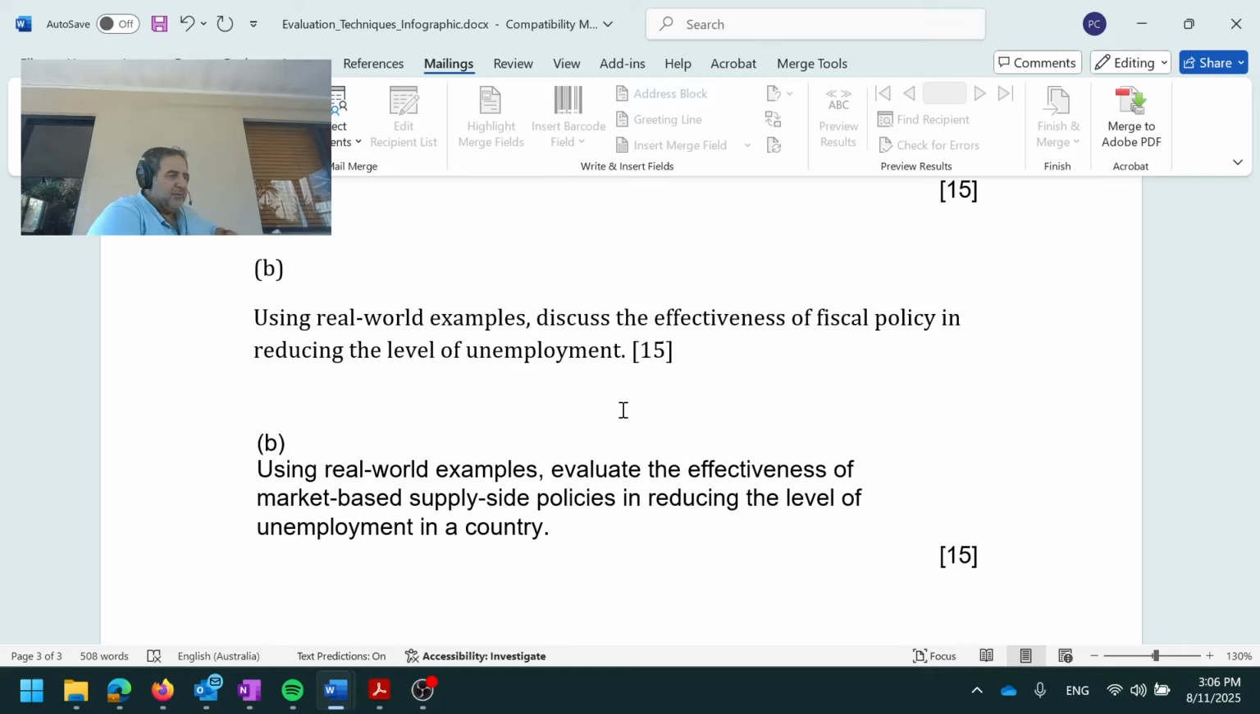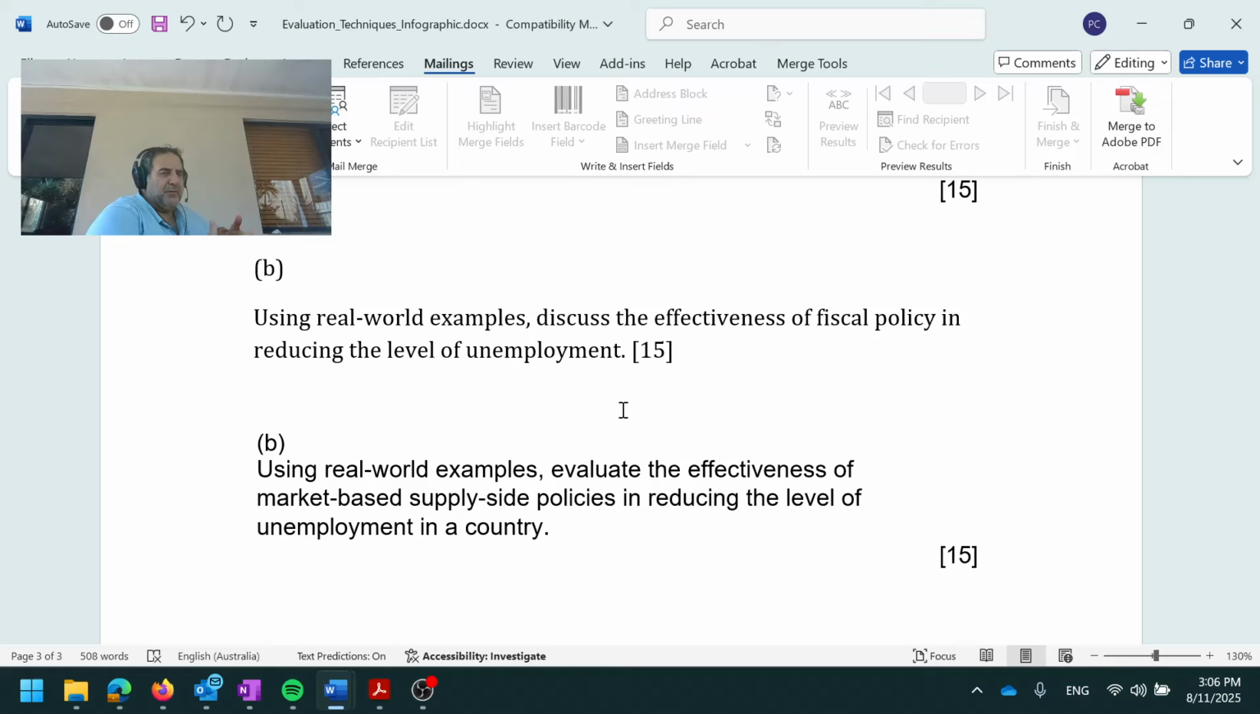The final third of your essay should be around: is there a better way of getting rid of unemployment? And that could be using monetary policy, or it could be using supply side policies. Whichever one you mention, or you might mention both, just quickly evaluate those alternative policies. Give one strength and one weakness of using monetary policy or supply side policy in dealing with unemployment.